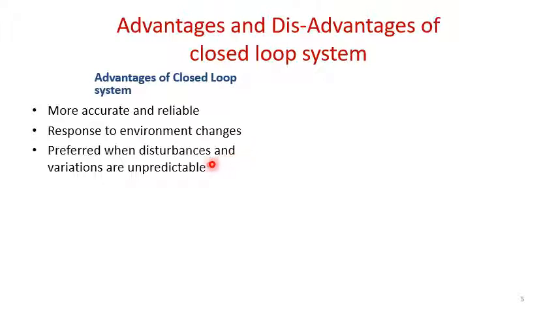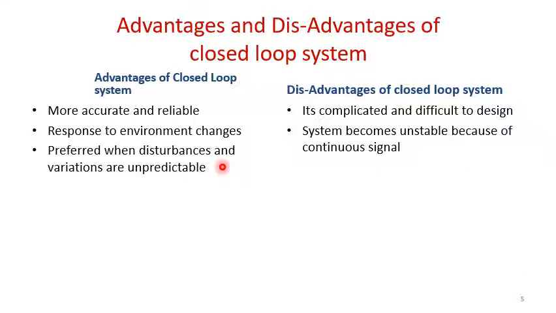Preference when disturbances and variations are unpredictable. So if there are many disturbances and many variations happening at the output, then there are chances of this one getting changed. So for that reason closed loop systems are more reliable and preferred.